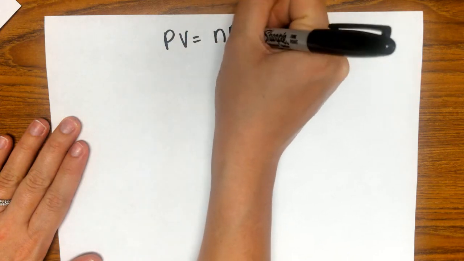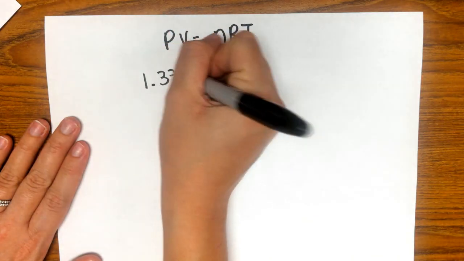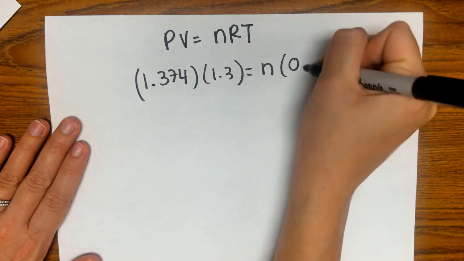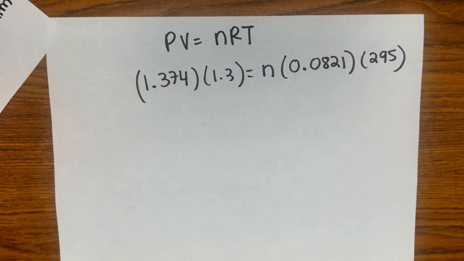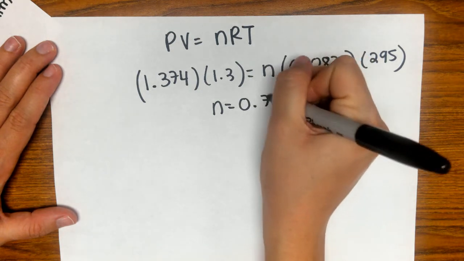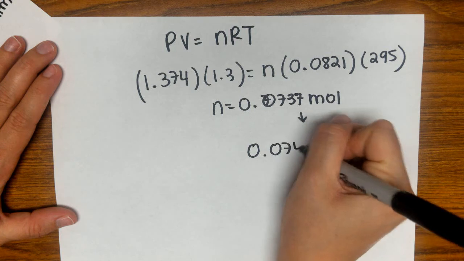I'm going to do that on a separate sheet of paper. Ideal gas law, PV equals nRT. I'm using the pressure of my gas, not the total pressure, not the pressure of the water, the pressure of the gas, which is the difference between the two. 1.374 times volume, which was 1.3 liters, equals n, what I'm looking for, times R, which is a constant, times T. Then just plug in and solve for n. I think I typed that in wrong, hold on. I didn't. That gives 0.70737 moles, and with significant figures, 0.074 moles of gas.